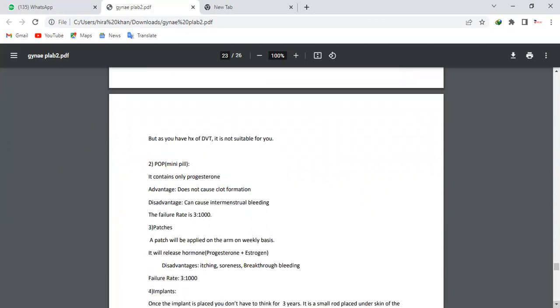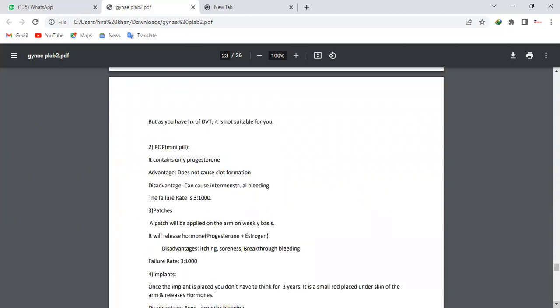Okay. Then the next is the mini pill, the progesterone only pills. The good thing is it does not cause clot formation, but the disadvantage is it can cause irregular bleeding, and the failure rate is 3 in 1000. And one more thing regarding the pills: you are supposed to take the pills regularly on the same day. You have to be compliant to get the full results of that.